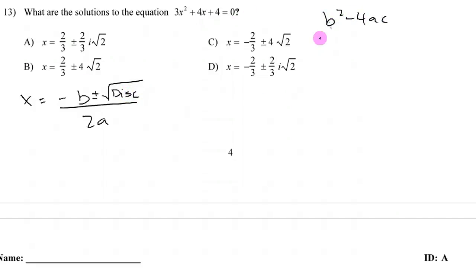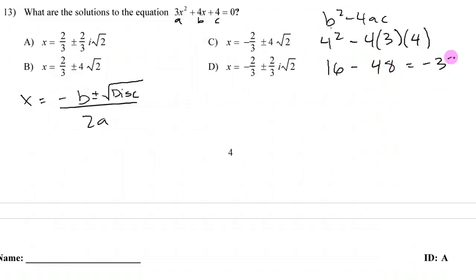So if I do this, that's 4 squared. So remember, if you don't, it's a, b, c. Just the numbers, not the x's. So 4 squared minus 4 times 3 times c is 4. And I get 16 minus 12 times 4 is 48, which is negative 32. So that's my discriminant. That goes in the square root.